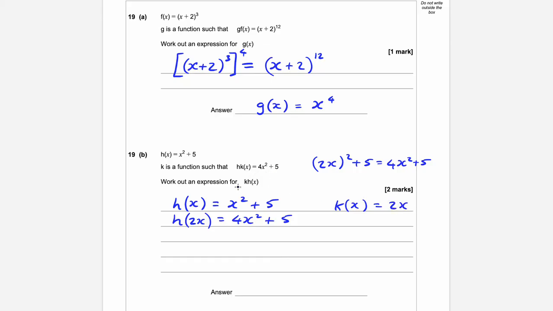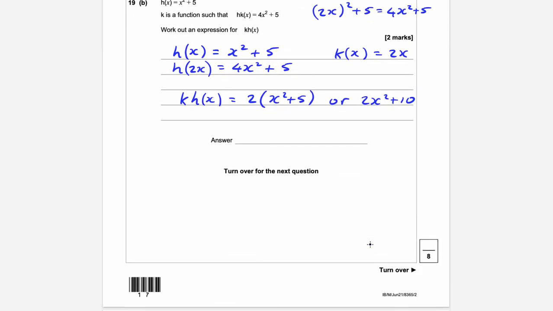So when he now says find k of h of x, we need to put h into k. So it's 2 times h, which is x squared plus 5. And this becomes 2x squared plus 10, if you like. Okay, that's question 19.